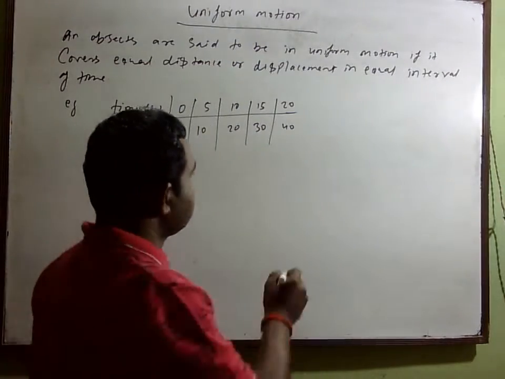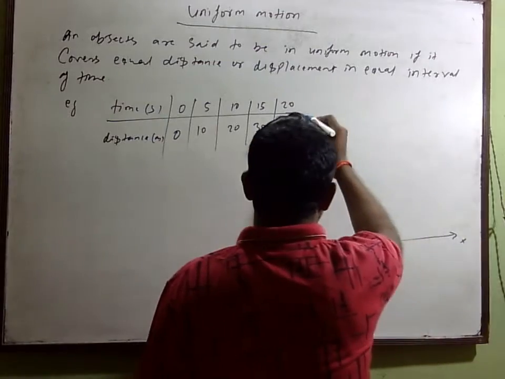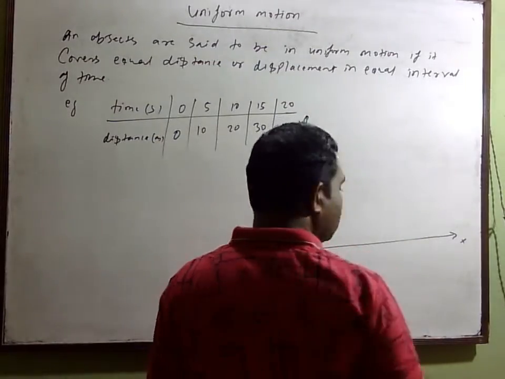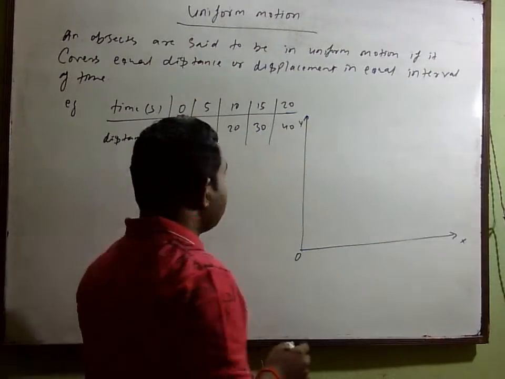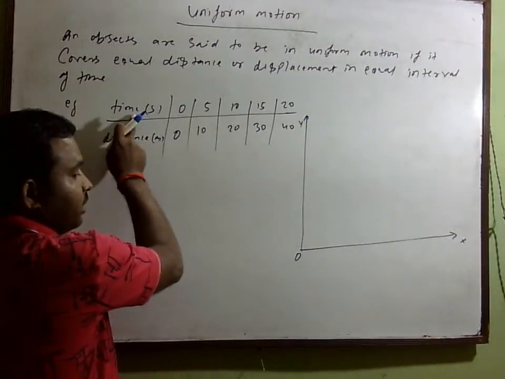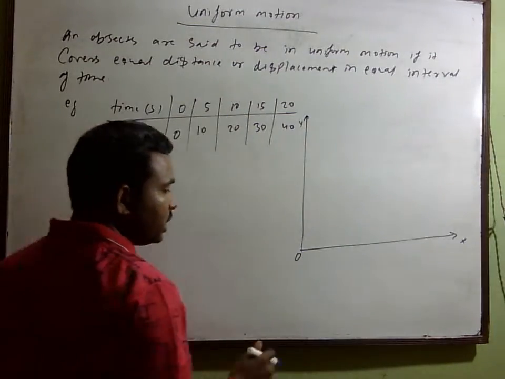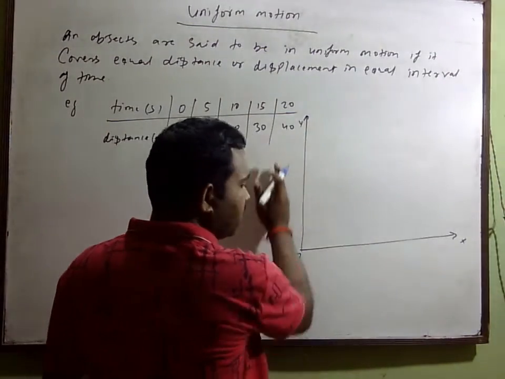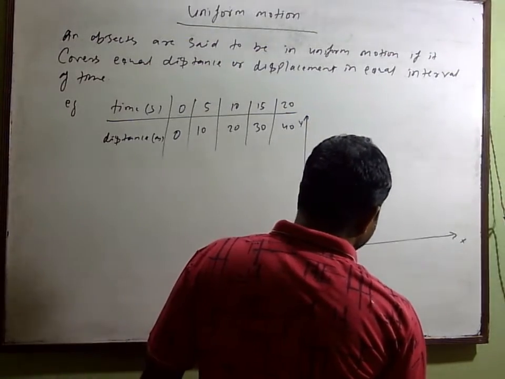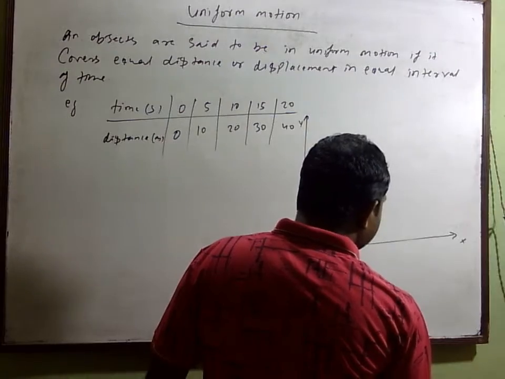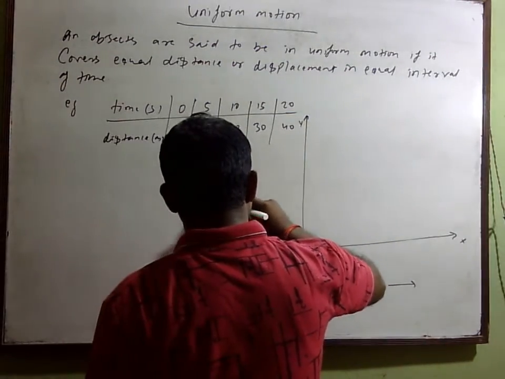Suppose this is the x-axis and this is the y-axis, and this is called the origin. Can we take it like that? Very good. Now we have the time, which starts from 0, 5, 10 like that, on the horizontal axis, and that is called the vertical. So you can take time here and write the units also and give the arrow sign, and here this is the distance.